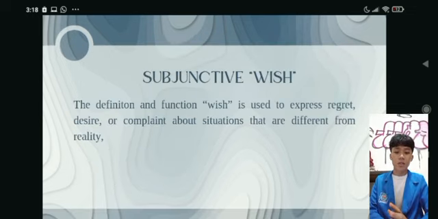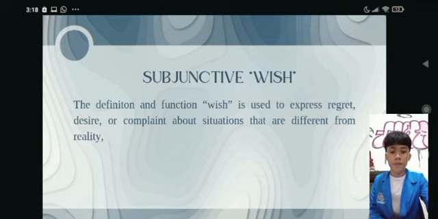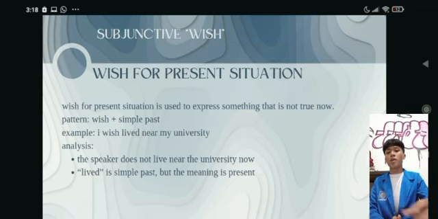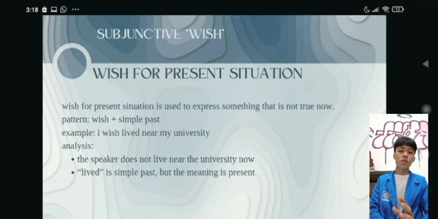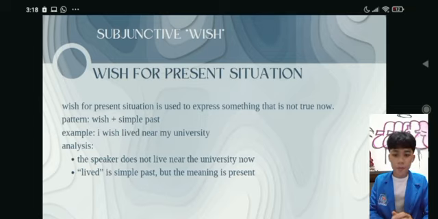Subjunctive wish. The definition and function: wish is used to express regret, desire, or complaint about situations that are different from reality. Wish for present situation. Wish for present situation is used to express something that is not true now.